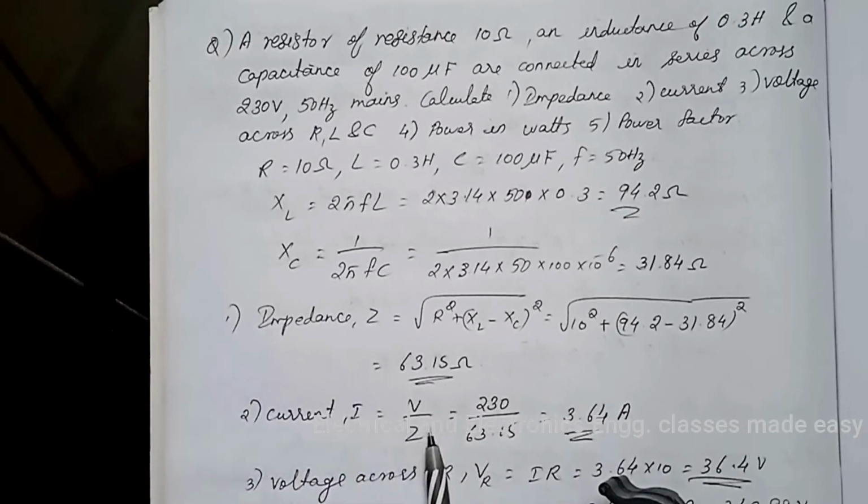Now the current I is equal to V by Z, that is 230 divided by 63.15 equal to 3.64 ampere.